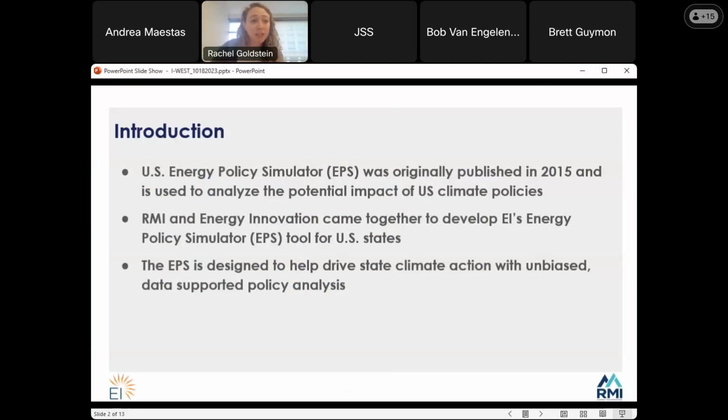It was originally published in 2015 for a U.S. national model to analyze the potential impacts of U.S. climate policies. And since then, we've developed several other country models, and those models have been updated with the times to stay relevant. And recently, Energy Innovation, particularly Olivia and some other folks, worked closely with RMI to develop an EPS model for every US state. And we believe that'll have some really far-reaching policy impacts as states further develop their climate strategies. Next slide, please.